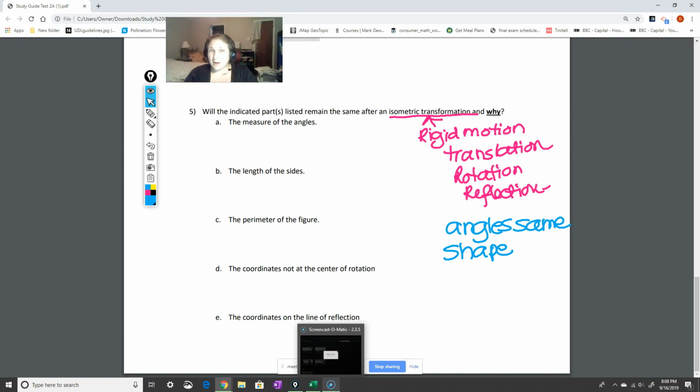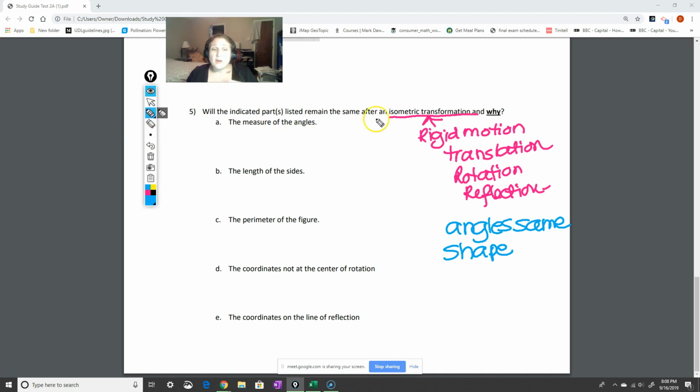So you have to think about it. If I measured this all the way around, perimeter, same. If I took the volume, same. If I took the area, same. Anything that deals with measurement, distance, anytime it's translation, rotation, reflection, same, same, same, same, same. The only things that aren't are when it's dilations.